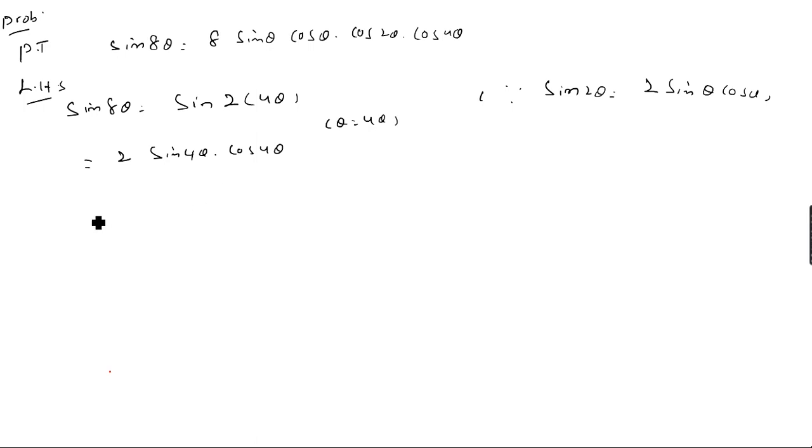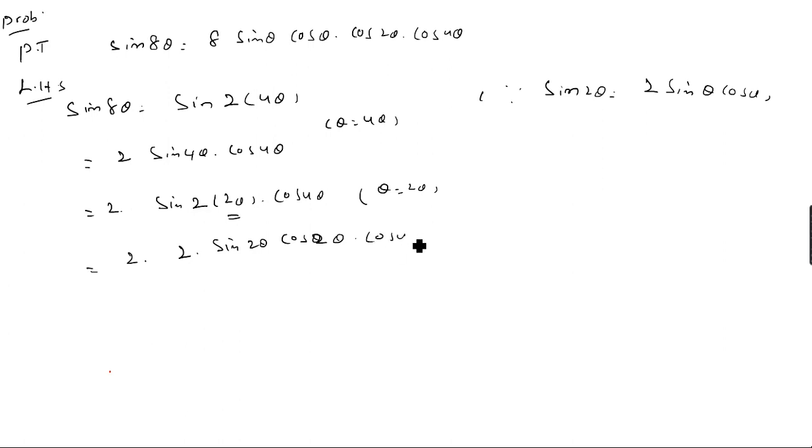Next, sin of 4 theta can be written as sin of 2 into 2 theta, so we get 2 into sin 2 theta into cos 4 theta. Here we write theta equal to 2 theta, that is sin 2 theta, which is nothing but 2 sin theta cos theta, so 2 sin 2 theta into cos 2 theta into cos 4 theta. So we get 2 into 2, 4, into sin 2 theta into cos 2 theta into cos 4 theta.